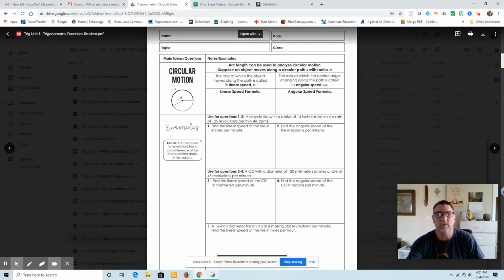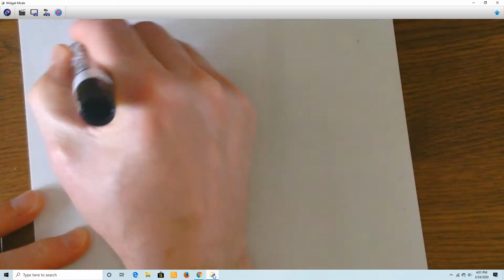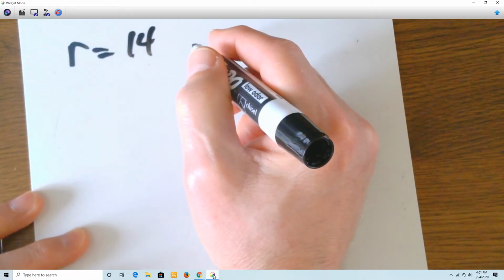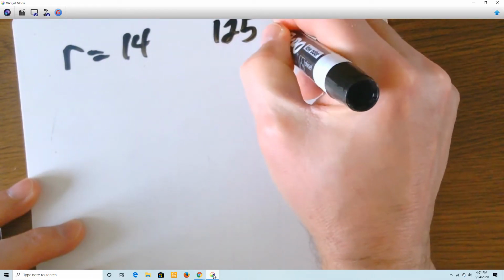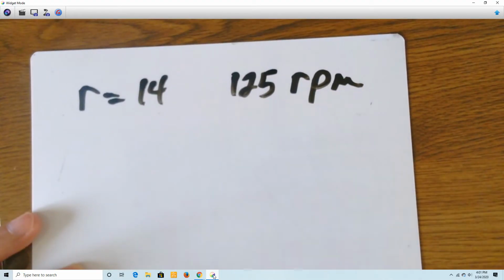So, all right, back to our whiteboard here. Okay, so it says, first of all, radius is 14 inches. So we'll do radius equals 14. And we have 125 revolutions per minute. So 125 revolutions per minute. So RPMs, which is what you see on your car.